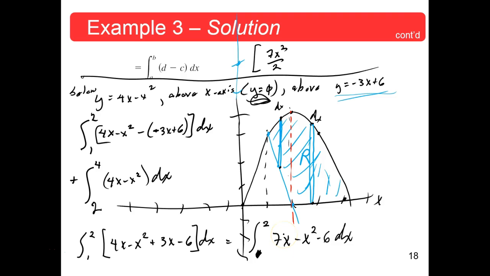Antiderivative of x is x squared over 2. Okay? Minus x cubed over 3 minus 6x. Okay, and that's evaluated from 1 to 2. Okay?